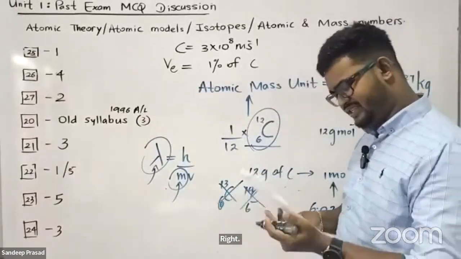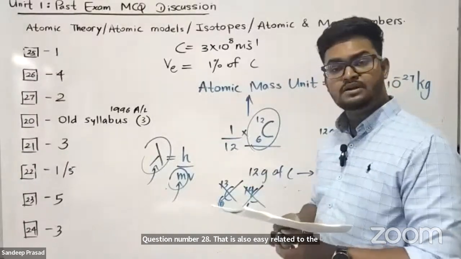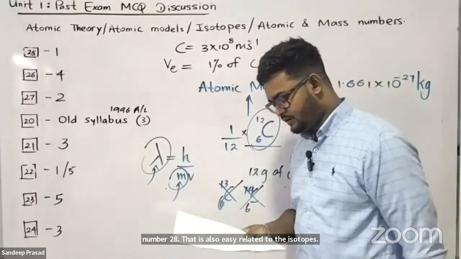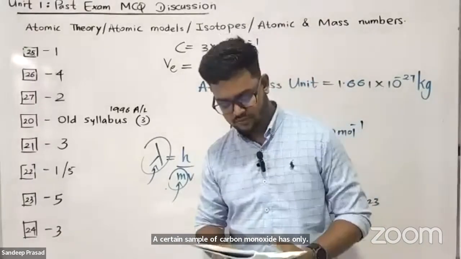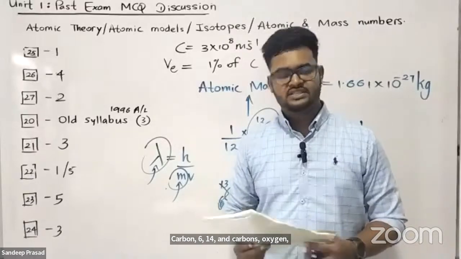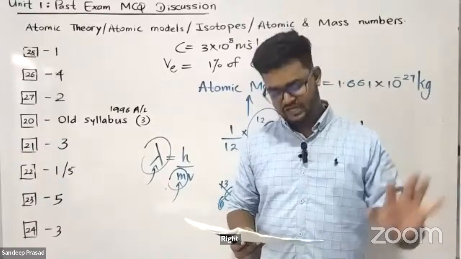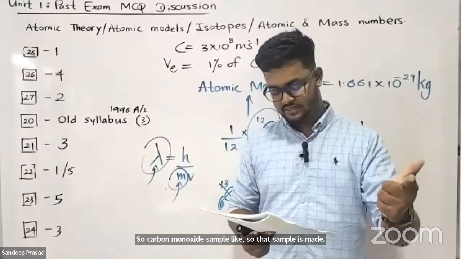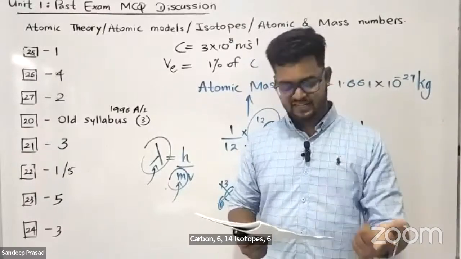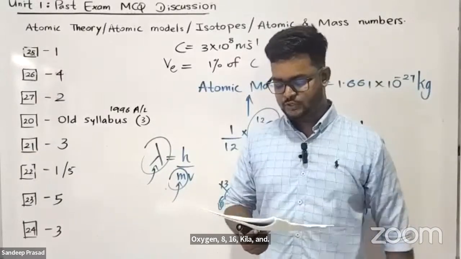Question number 28. That is also easy. Related to the isotopes. A certain sample of carbon monoxide has only carbon-14 and oxygen-16 isotopes, right? So there is a carbon monoxide sample. That sample is made by carbon-14 isotope and oxygen-16 isotope. So it should be corrected as oxygen-16 isotopes.